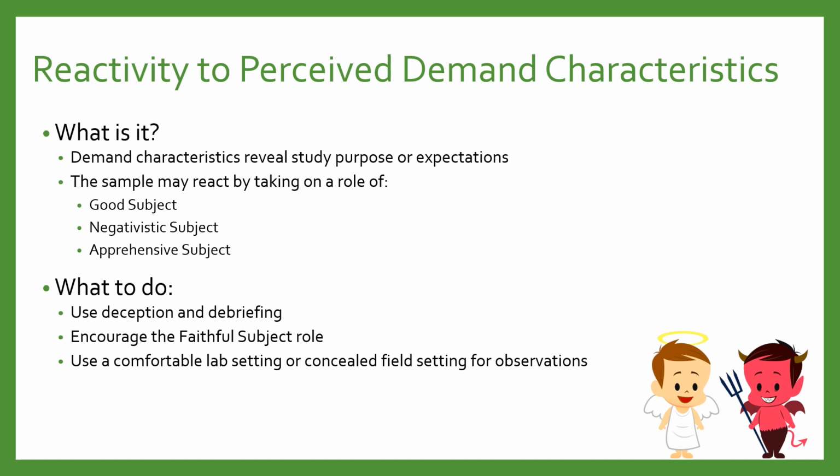You can encourage the faithful subject role, which is the ideal role a subject plays, by emphasizing the importance of your study for advancing scientific discovery and just strongly encouraging honesty. Again, anonymity kind of helps with that, especially in survey research. You can also try to use a comfortable setting or a comfortable lab setting or a concealed field setting for observations. So instead of watching sales calls, maybe you could record them and not be in their face so they know that you're there.